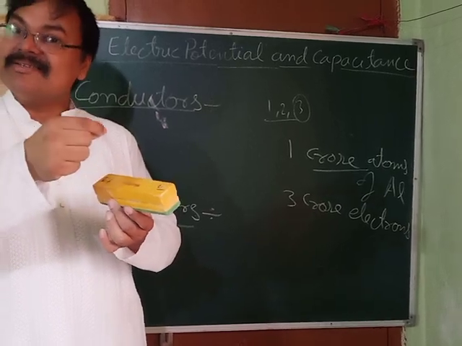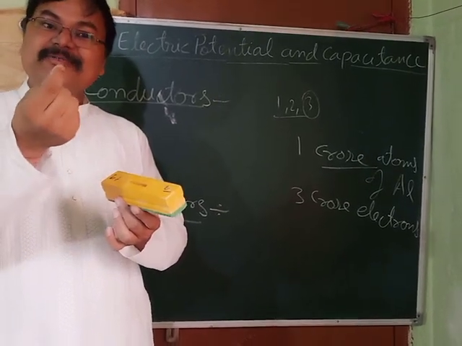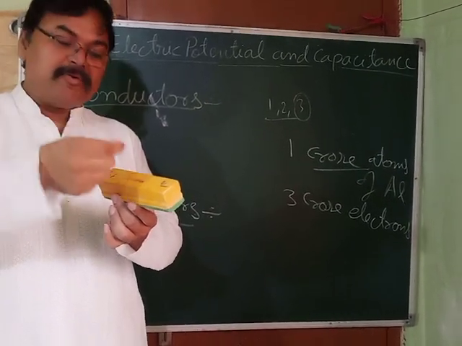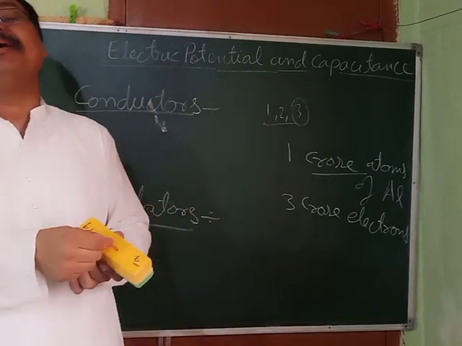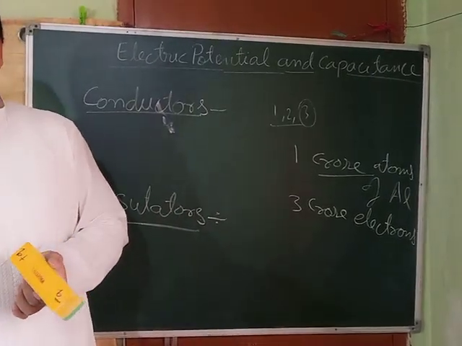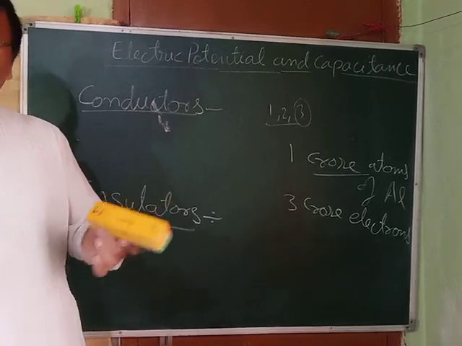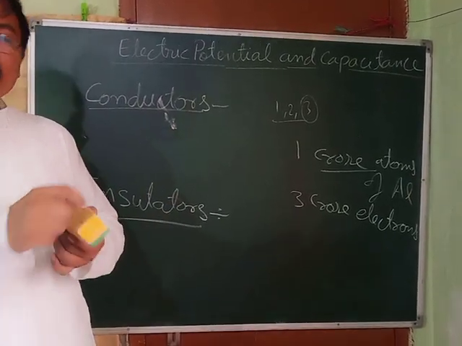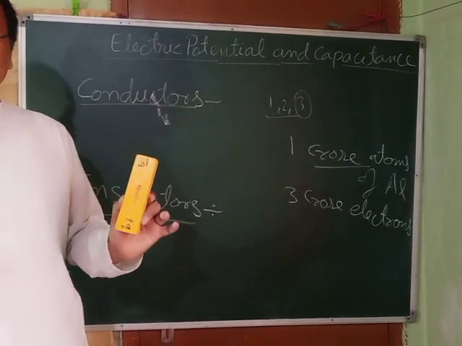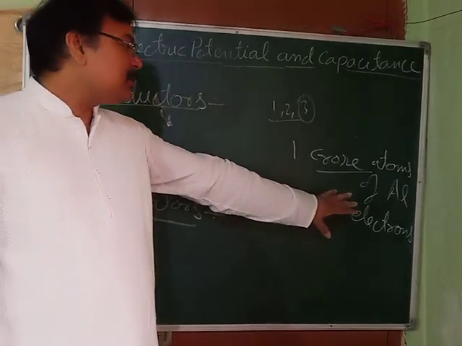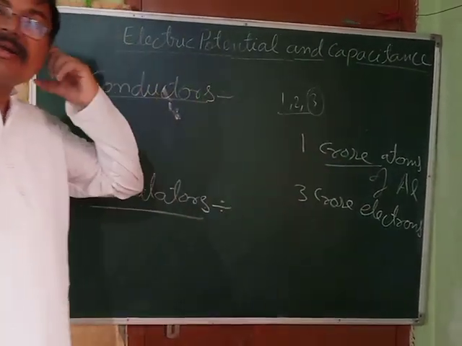If the metal is positive and the electron is negative, what will happen between them? Attraction. Opposite charges attract each other. So what will happen to this electron? It will be bound to go again inside that metal piece. So it cannot go out. Because of electrostatic attraction, it will again go inside. It can move inside, but cannot go out. Clear? And that's why conductors conduct electricity.